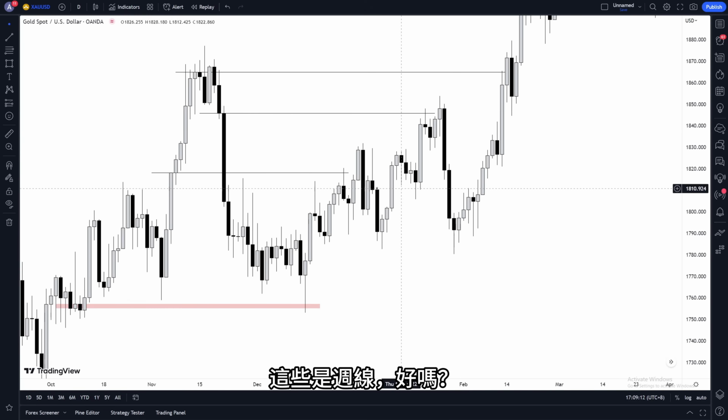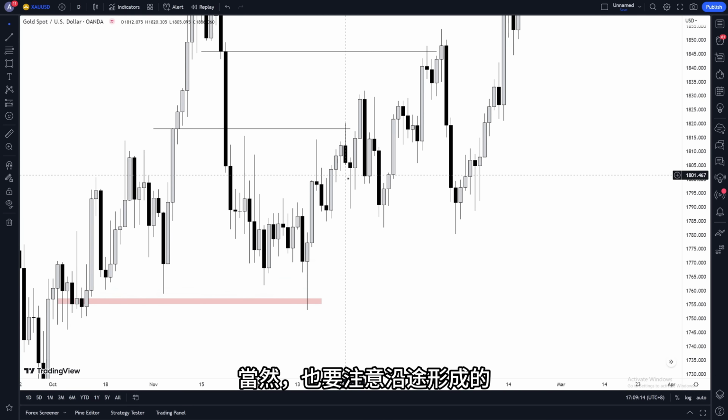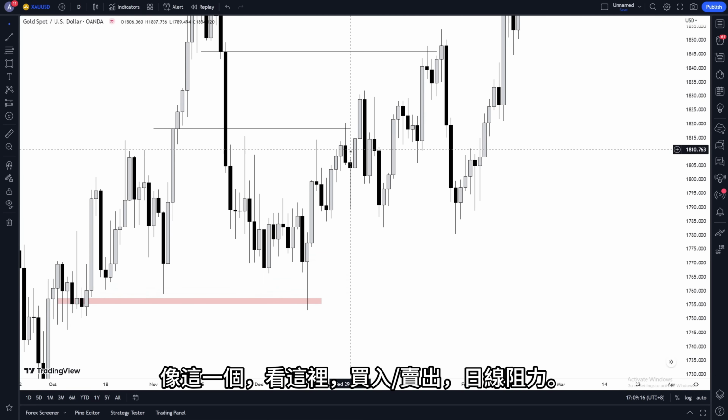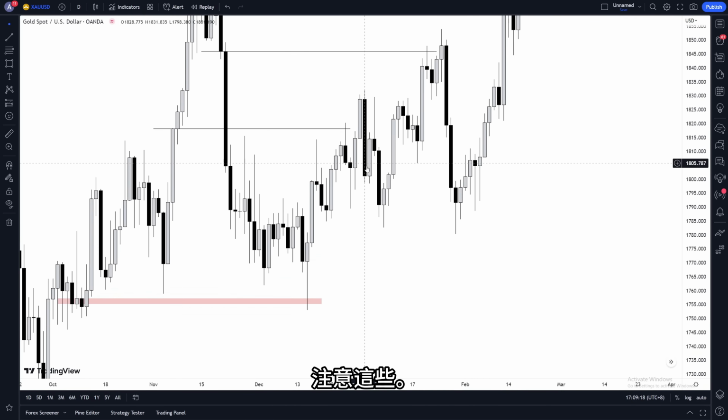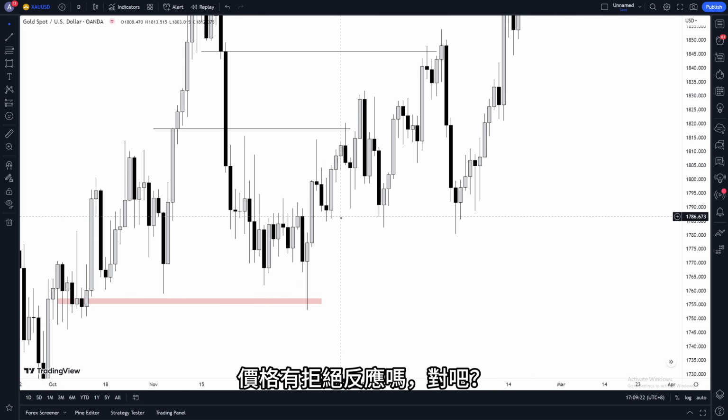What are these? These are weeklies. Okay. Of course, also pay attention to the dailies that are created along the way. Like this one, see, buy, sell, daily resistance. Pay attention to these. How does this price break through? Does price reject? Right? Things like that.